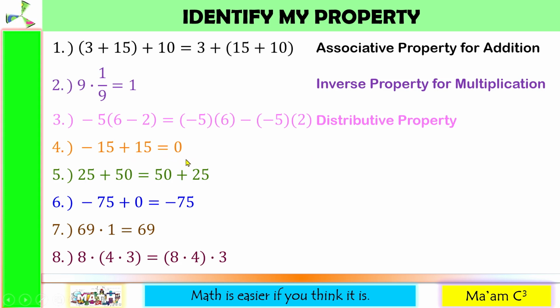Number 4, negative 15 plus 15 is equal to 0. The answer is 0. And positive 15 is the additive inverse of negative 15. So this is inverse property for addition.